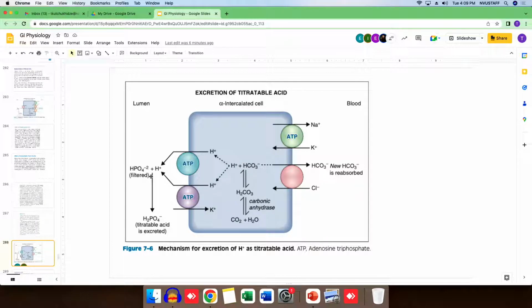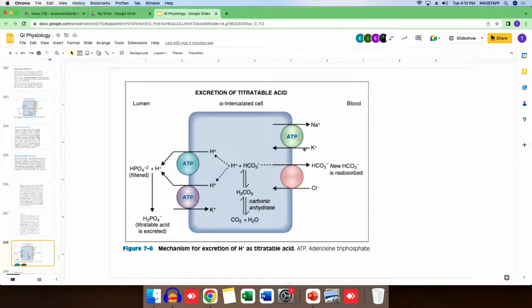And in the lumen we also have phosphates located here, which are titratable acids, and they are normally filtered through the glomerulus. So they combine together and we get H2PO3. And this is our titratable acid. We created our titratable acid, which is ready for excretion. This is how we removed our H pluses from the cell into the lumen, and they are in a shelter with the titratable acid, okay? So they are not working there alone.